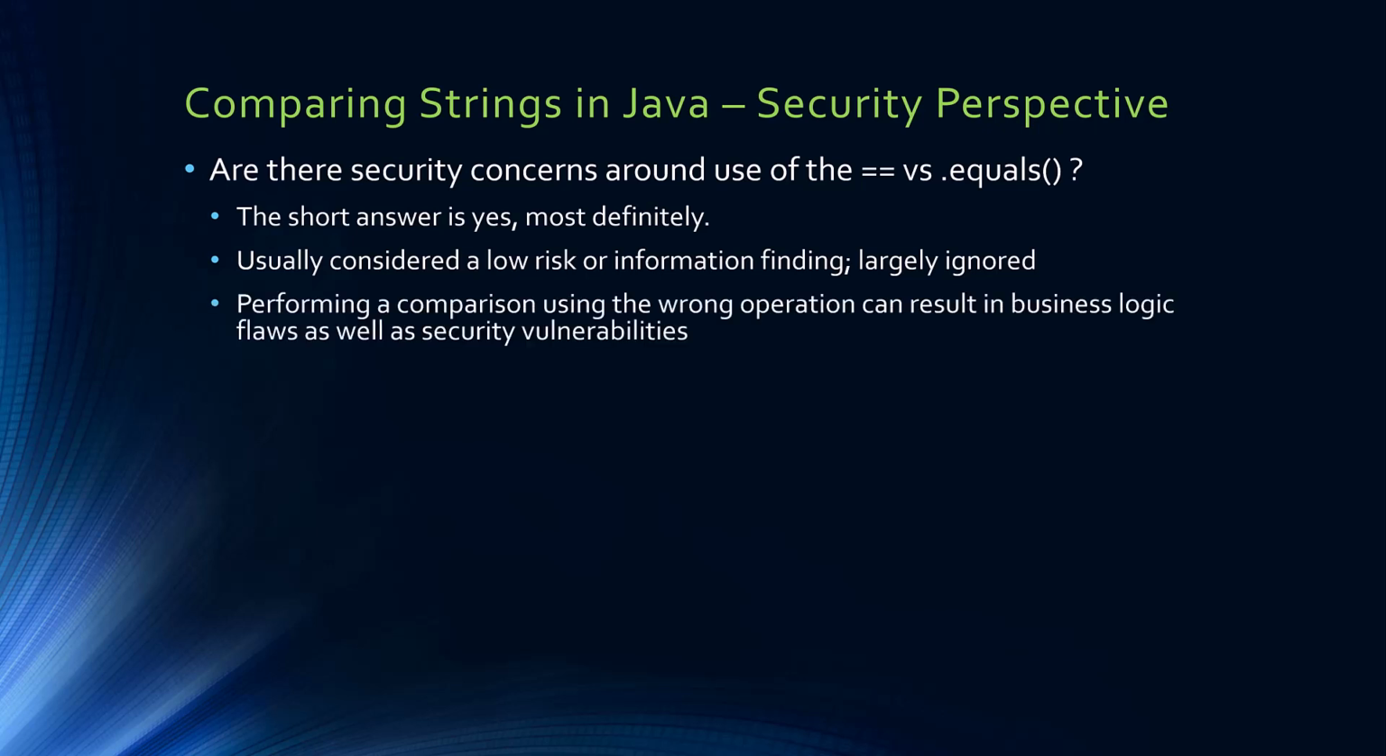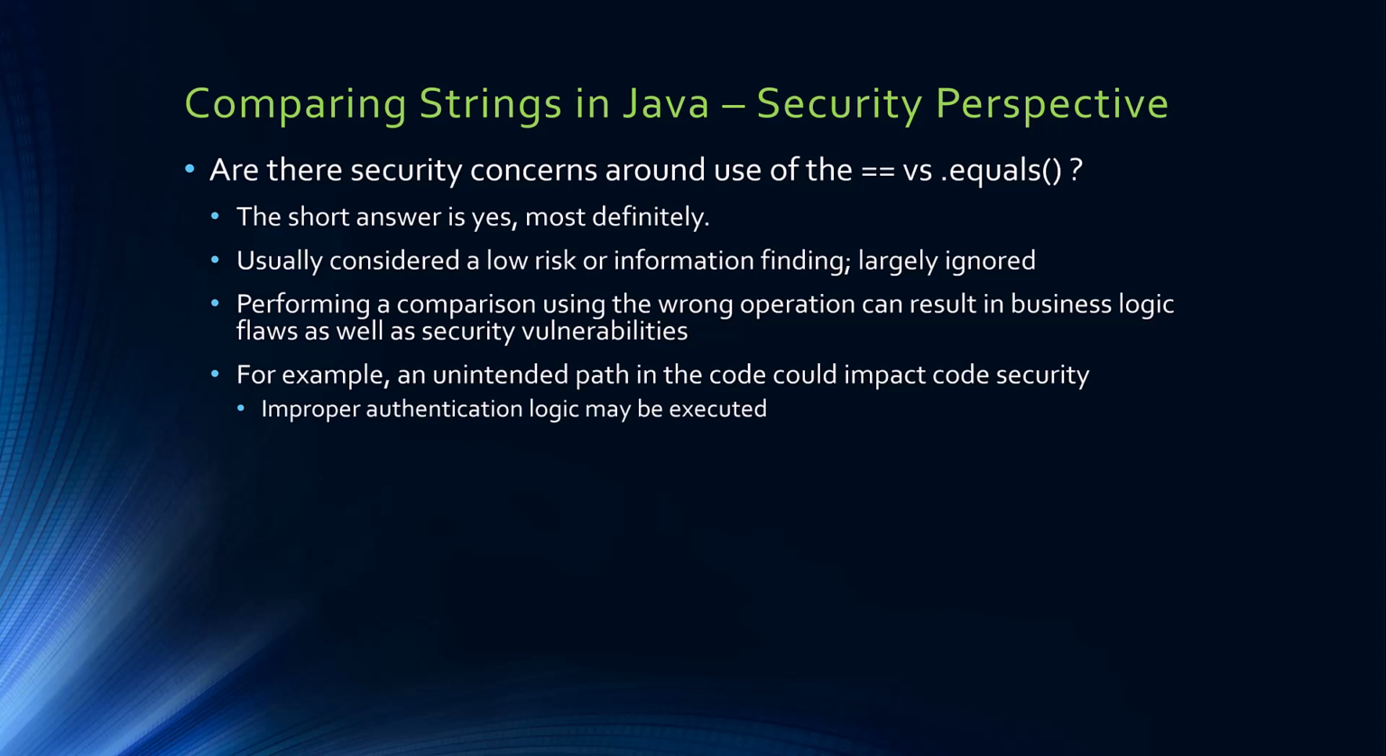comparisons above, performing a comparison using the wrong operator can produce inconsistent or wrong results, which can introduce business logic flaws into the application as well as security vulnerabilities. Taking an unintended path in the code can impact the security of the application. For example, improper authentication logic may be executed, or an incorrect role or privileges may be assigned to a user, giving them elevated access or access they're not entitled to.